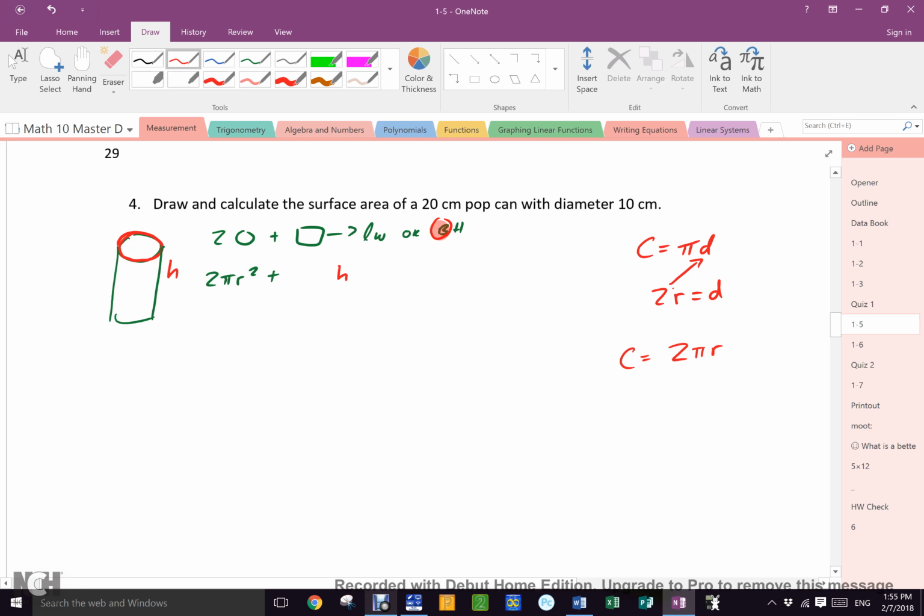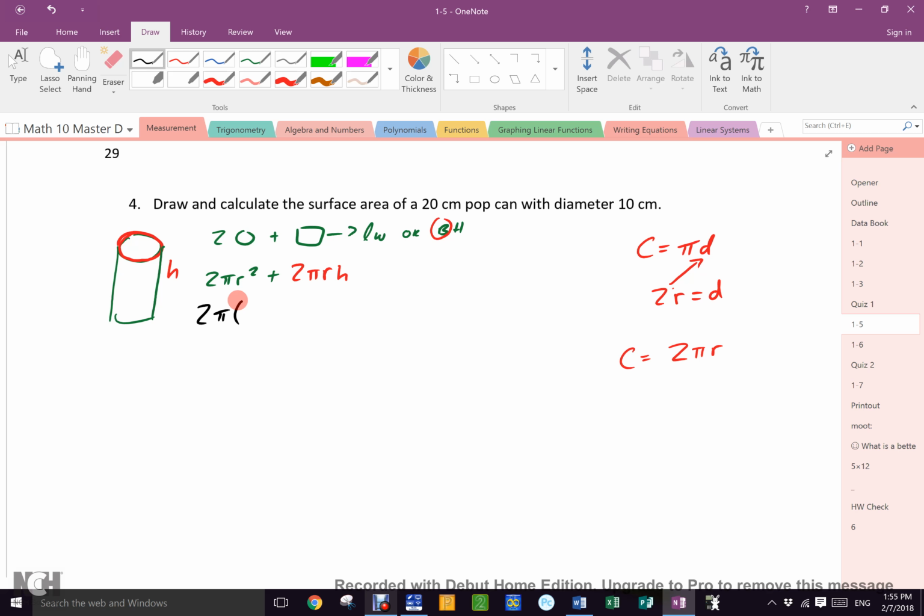I need that circumference here, don't I? 2 pi R. And that's how they built that formula. Everybody cool? Yes. And all we do is we fill in the numbers. 2 pi, what's my R? Your R is 5. Good, I didn't fool you.